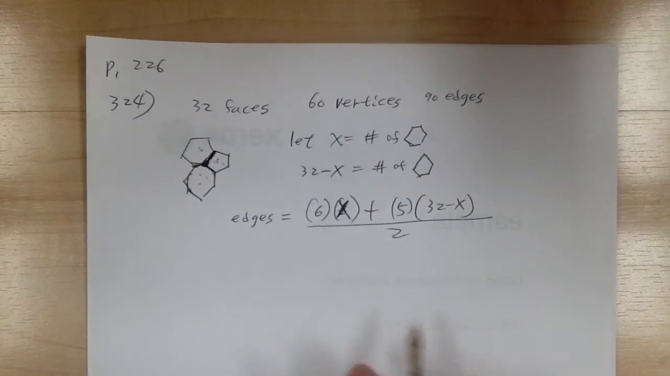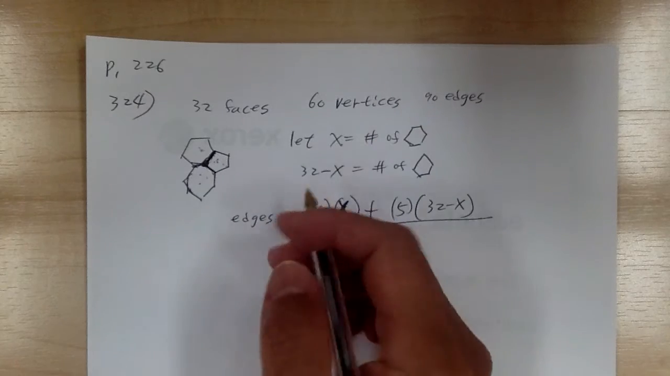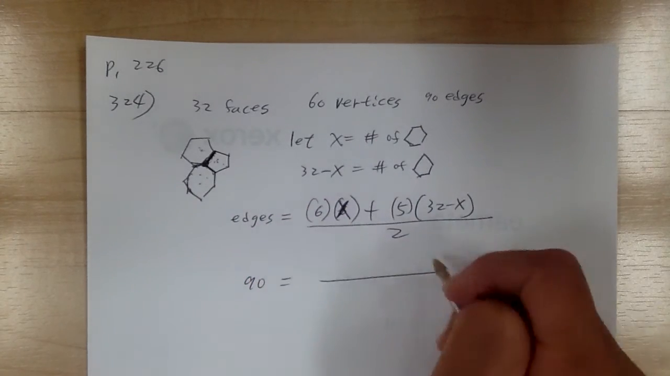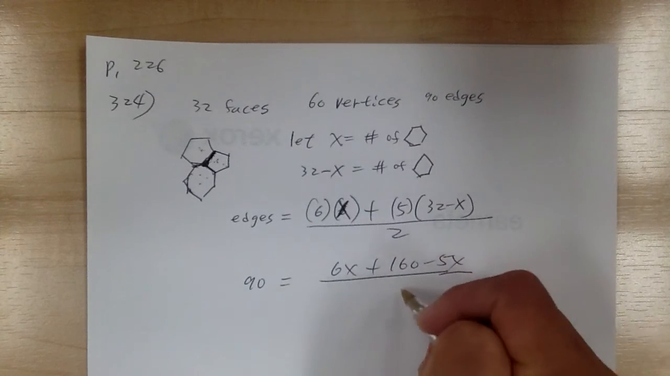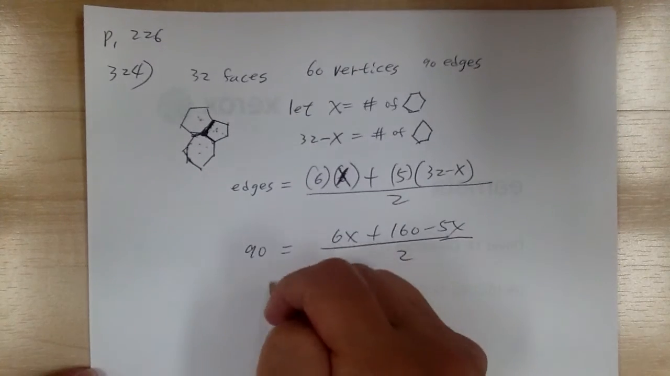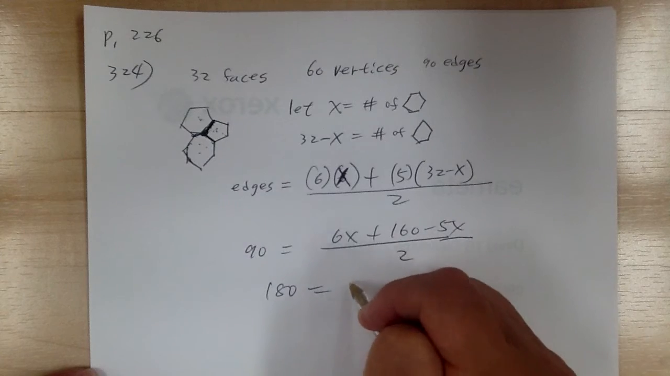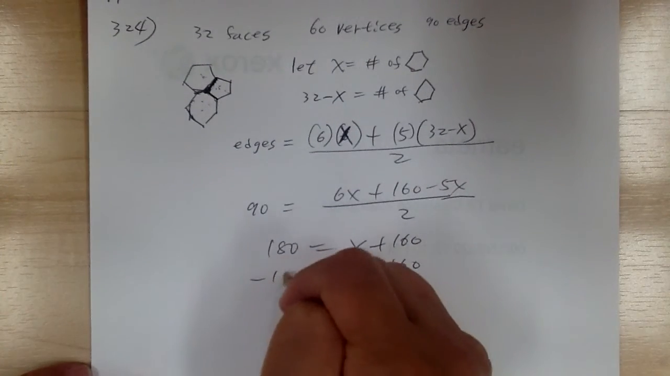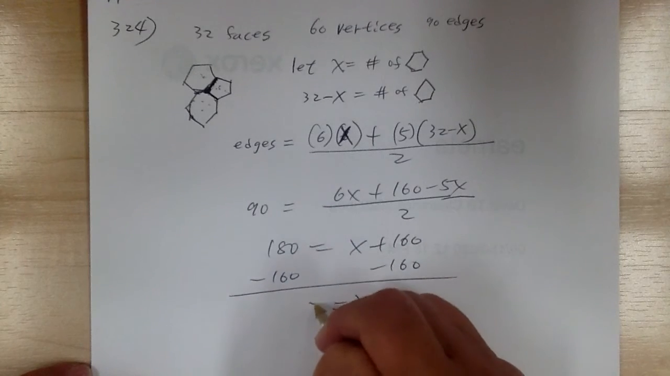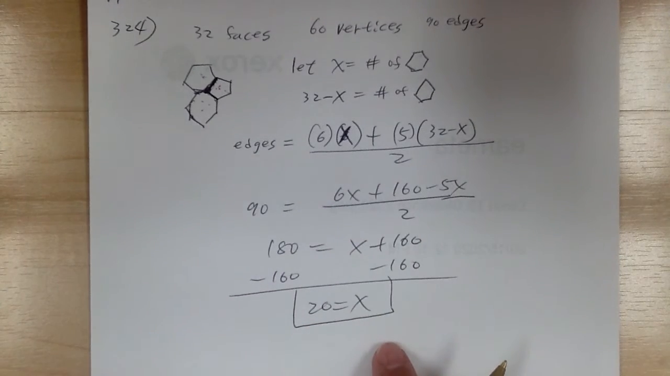Now we can substitute. There are 90 edges, and you get (6x plus 160 minus 5x) over 2. Cross multiply, so you get 180 equals x plus 160. Minus 160 on both sides, so x equals 20, and that's it. So there are 20 hexagons.